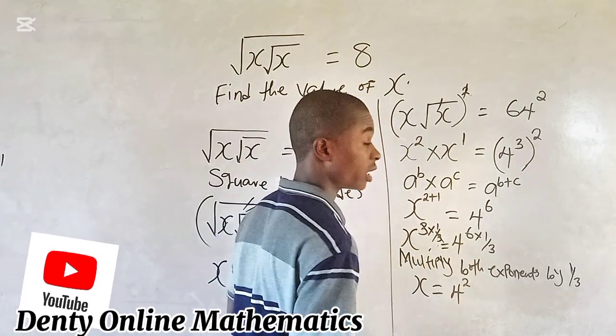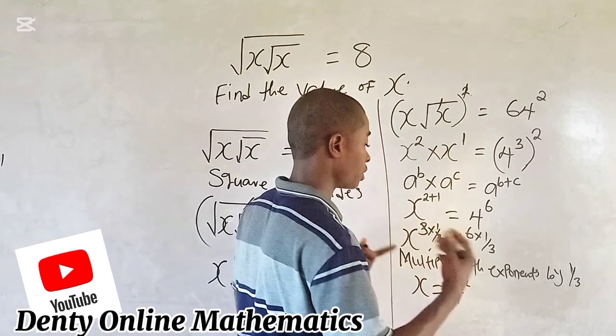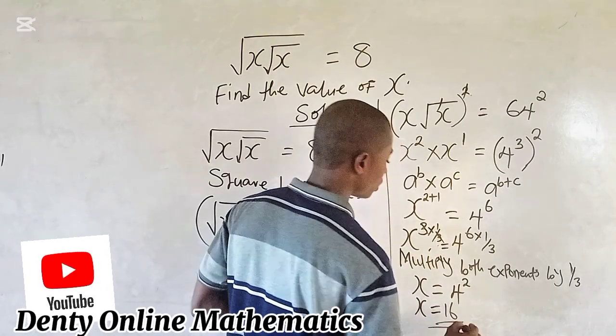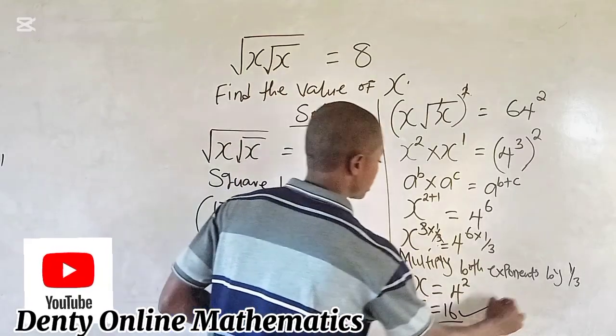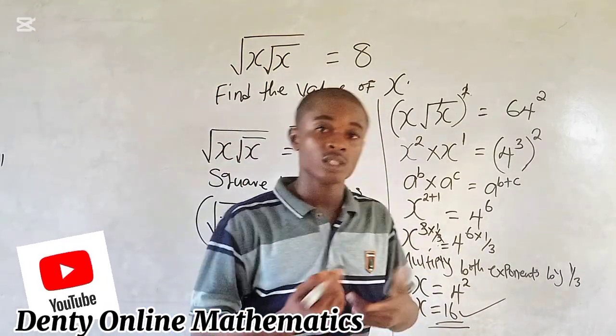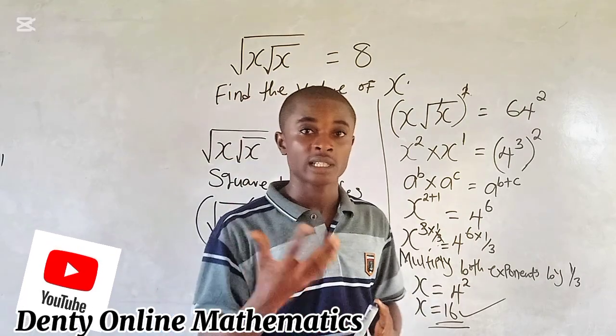And what is 4 squared? 4 squared means 4 times 4. So that means our x will be equal to 16, because 4 times 4 is what? 16. So the value of x that will satisfy the whole of this equation is just 16. That's the value.